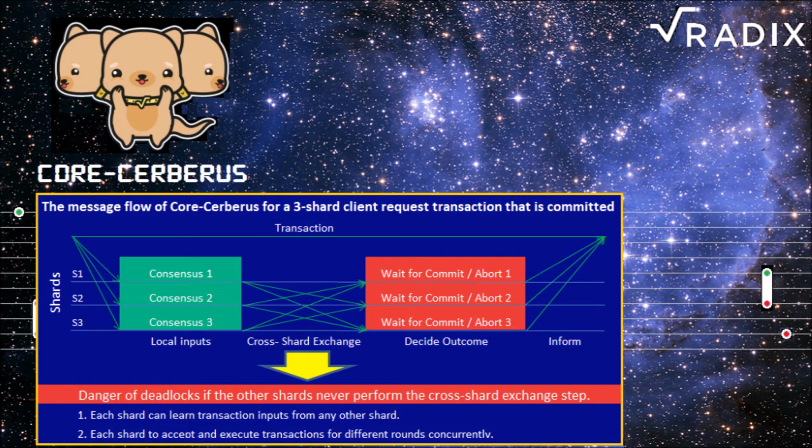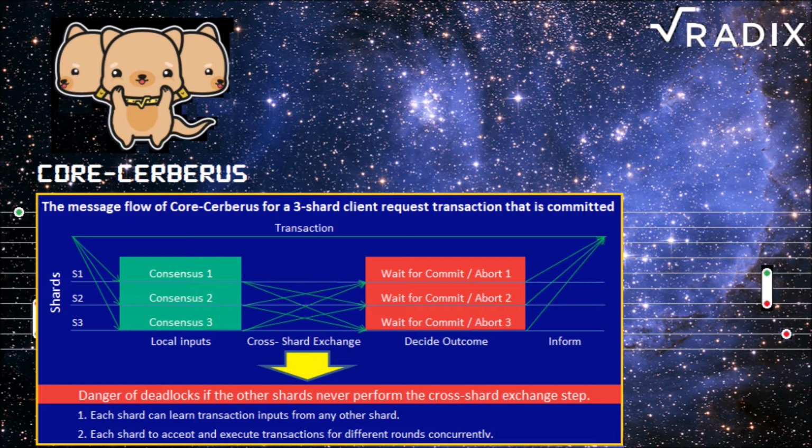The second step, cross-shard exchange, involves waiting for other shards. Hence, there is the danger of deadlocks if the other shards never perform the cross-shard exchange step. To assure that, we employ two techniques. First, internal propagation. To deal with situations in which some shards did not receive inputs to process the transaction, for example due to network failure or due to a faulty client that fails to send inputs to some shards, we allow each shard to learn transaction inputs from any other shard.